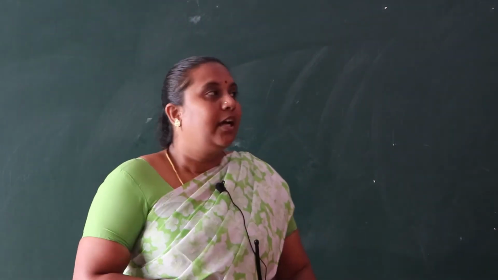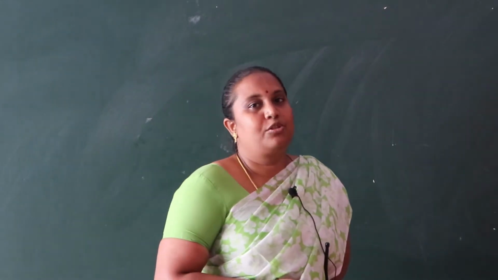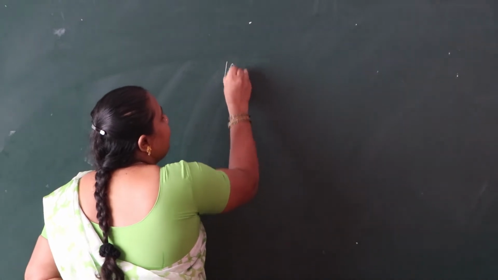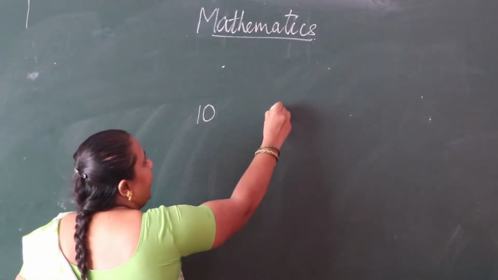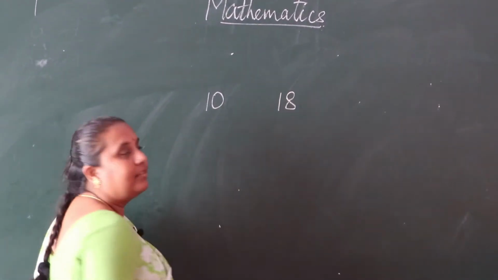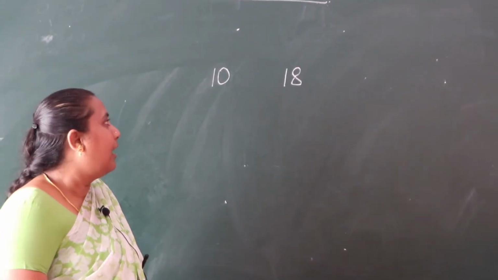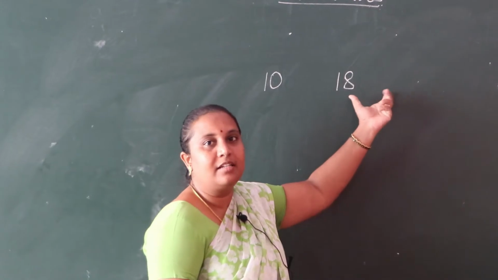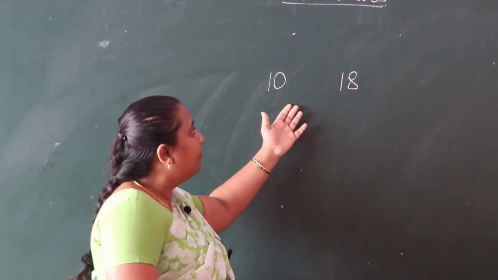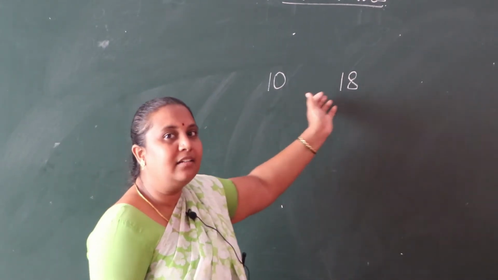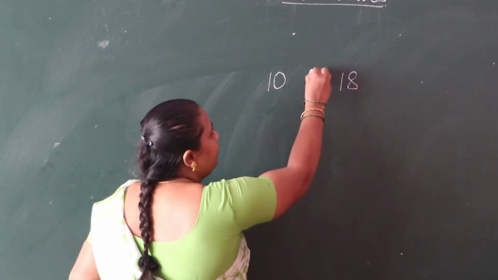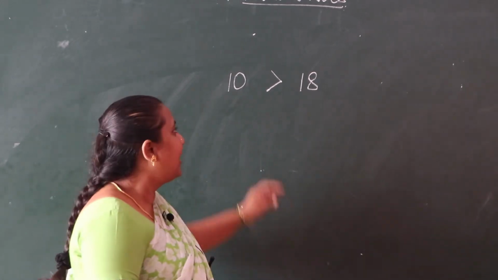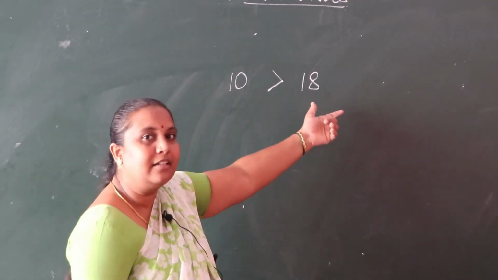I am giving an introduction to you. You know the numbers, that is 10 and 18. We should take simple numbers at first. 10 is a number and 18 is a number. So 10 is less than 18. You all know how to write the symbols for less than and greater than. So 10 is less than 18.